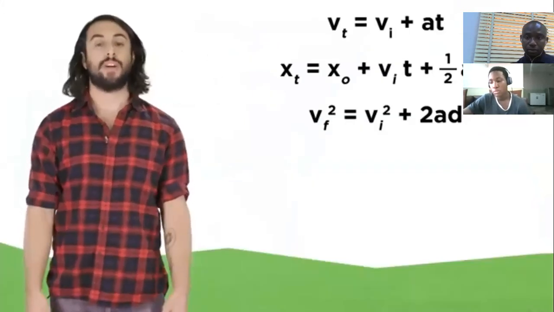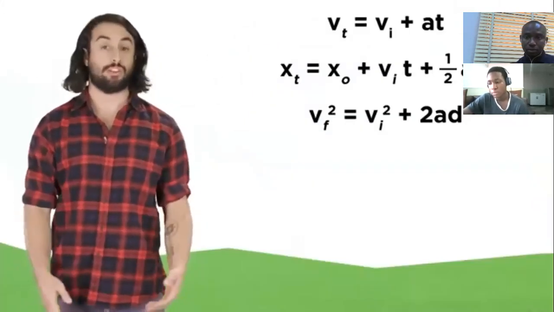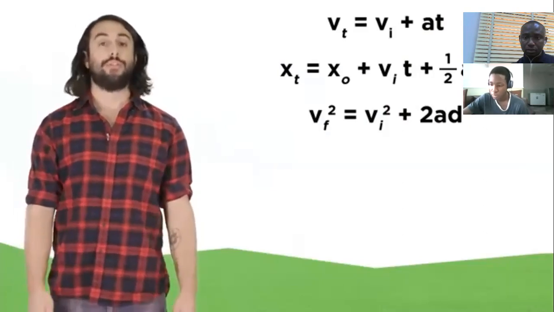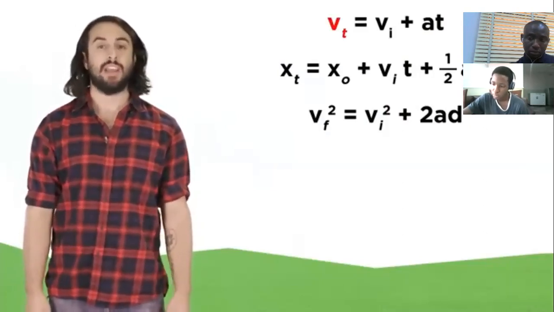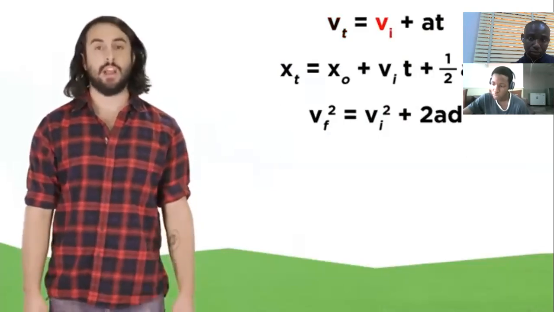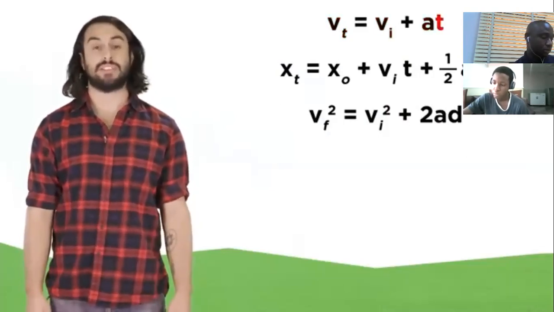Here are the 3 fundamental kinematic equations we will be using. The first one says that the velocity of an object at any time t is equal to the initial velocity plus the acceleration times time.